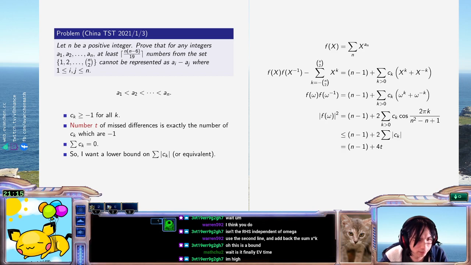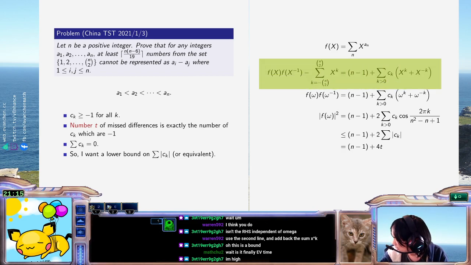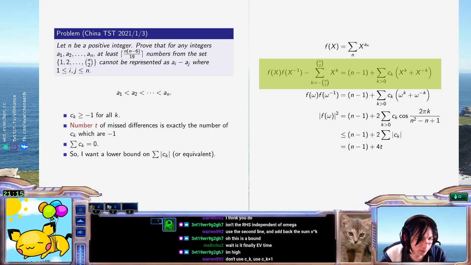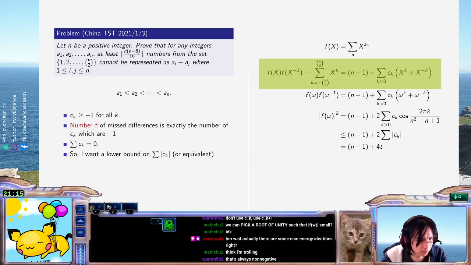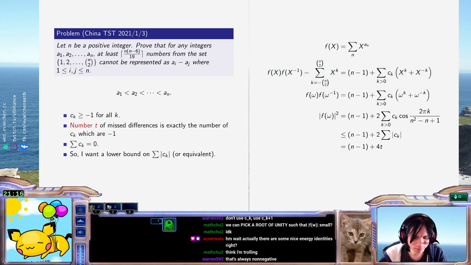Use the second line, add back the sum x to the k? This thing? Don't use c_k, use c_{k+1}. I must be insane. You can't take the same identity and squeeze two different statements out of it, right?